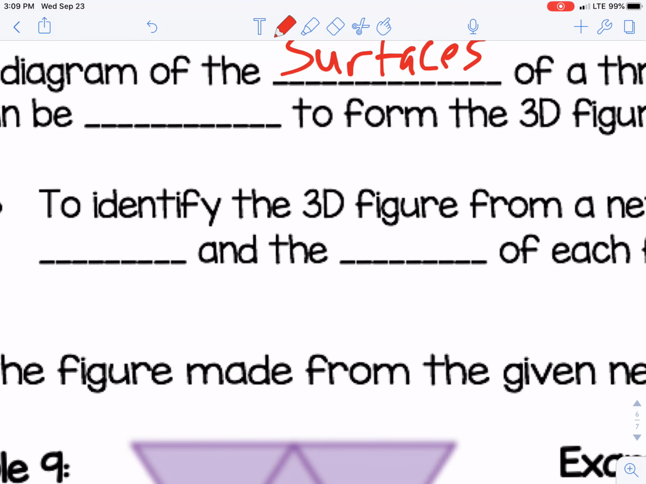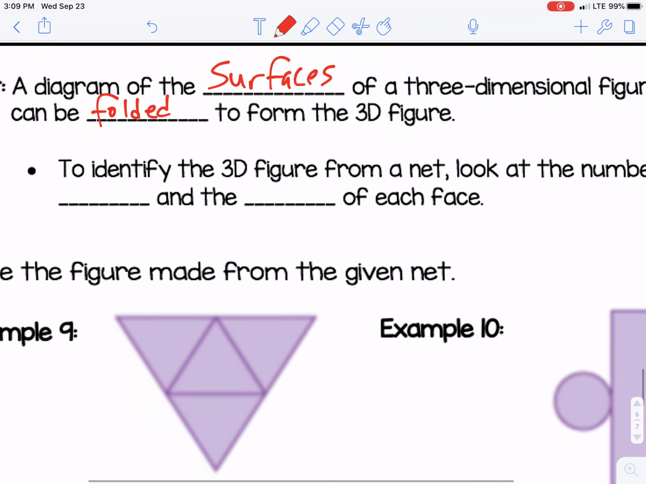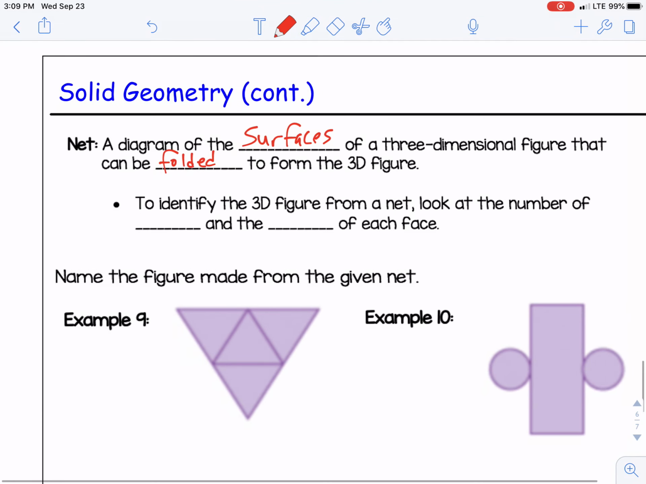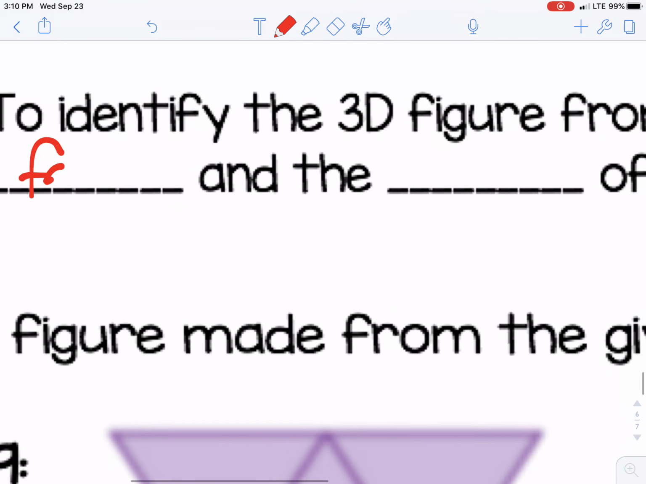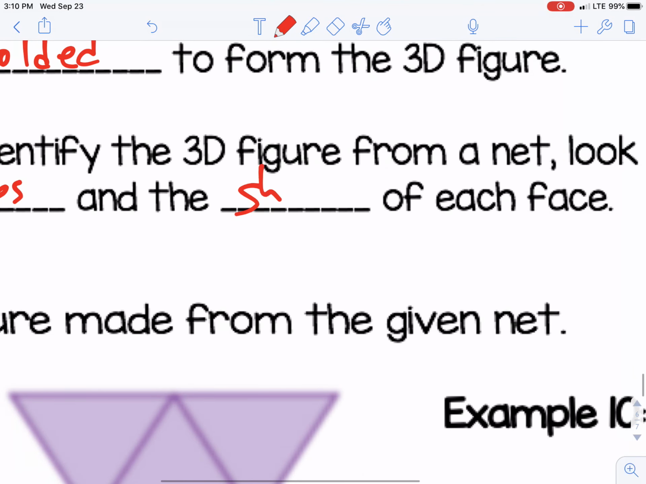And then what we do is we think we can fold and unfold them. So they can be folded to form the 3D figure. To identify the 3D figure from a net, so it's two-dimensional, try to think of folding it back up. What would that look like? Look at the number of faces and the shape of each face.